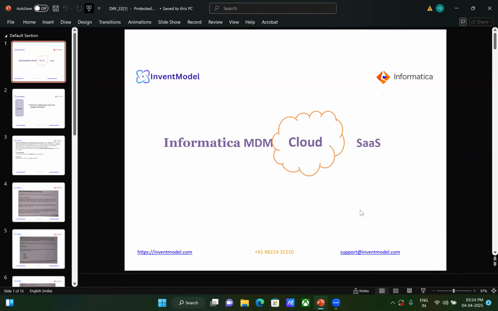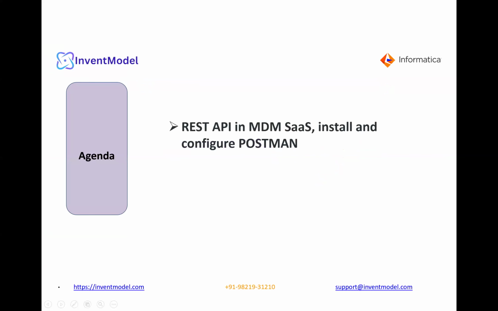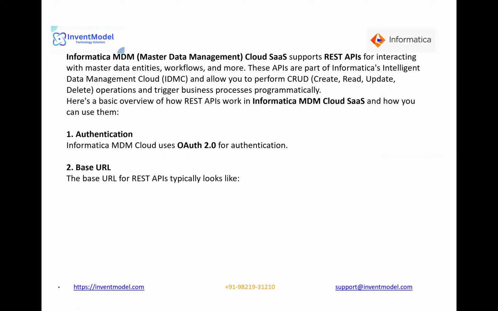REST API in MDM SaaS, and the installation and configuration of Postman. So Informatica MDM Cloud SaaS supports the REST APIs for interacting with master data entities and also the workflows and for different other processes. These APIs are part of Informatica IDMC, and they allow us to perform different operations, that is the CRUD operations, create, read, update, and delete, and various trigger business processes.